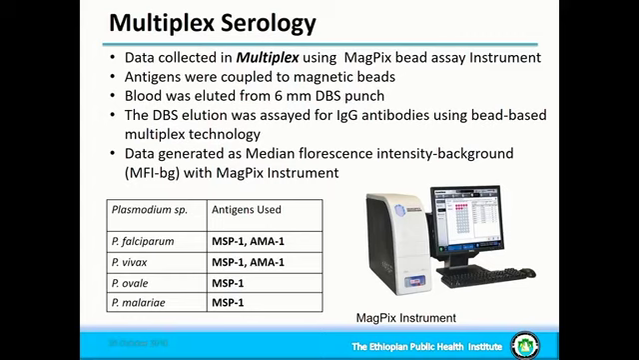So we have assayed several antibodies, but for now I'm going to report the response for these six antigens. So we have used MSP1 and AMA1 for P. falciparum, MSP1 and AMA1 for P. vivax. We have also included MSP1 for P. ovale and P. malariae.